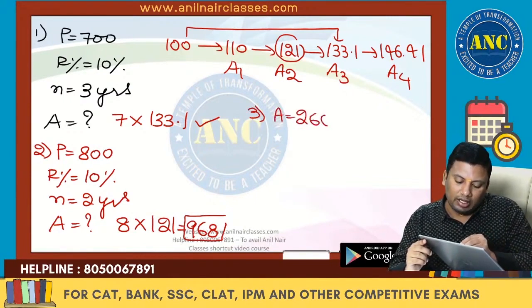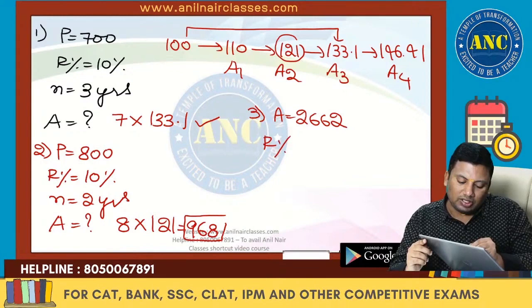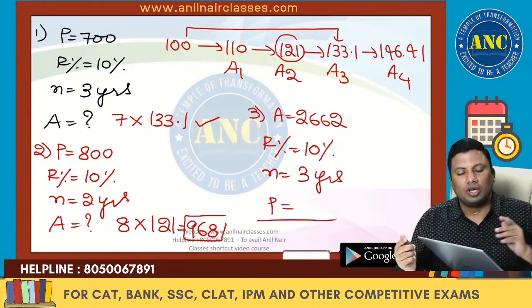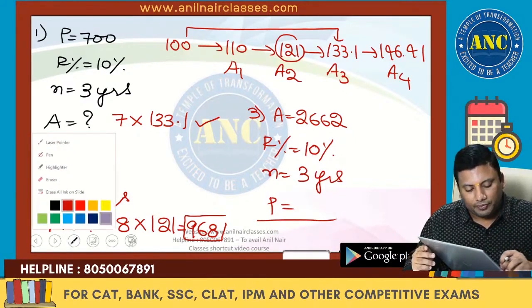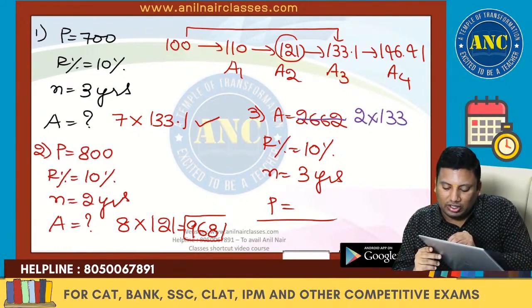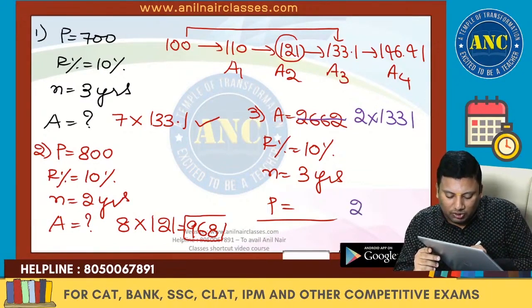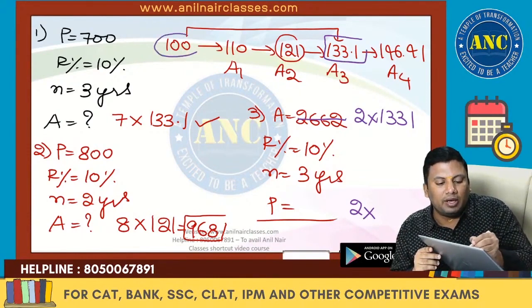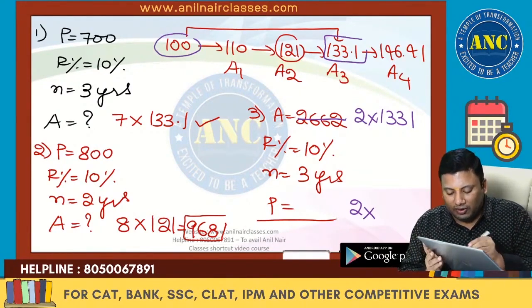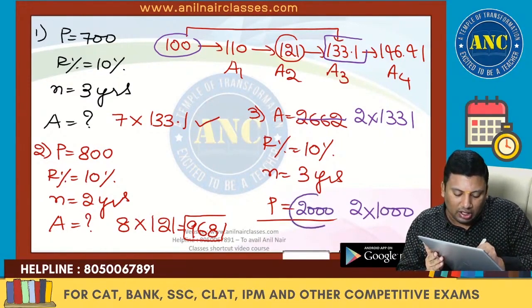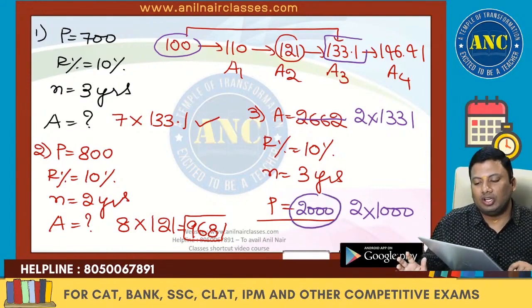Third one. Amount is nothing but 2662. R percentage is nothing but 10 percentage. N is 3 years. P is equivalent to how much? These are nothing but 2 into 1331. So amount is 2 times, principal also 2 times. 133.1 has given me principal 100. 1331 will give me principal 1000. So answer for this question is 2000.